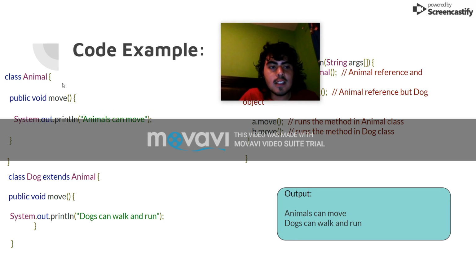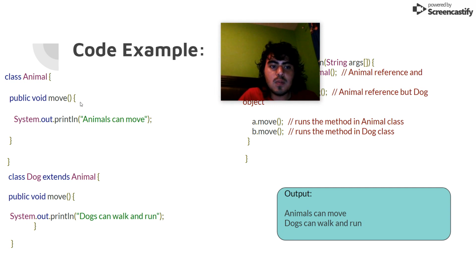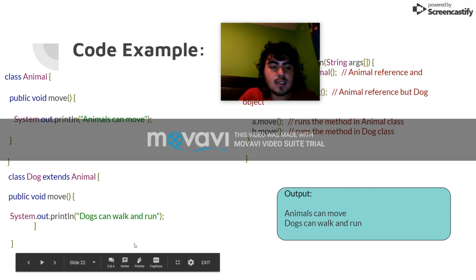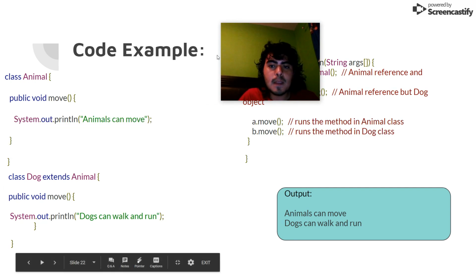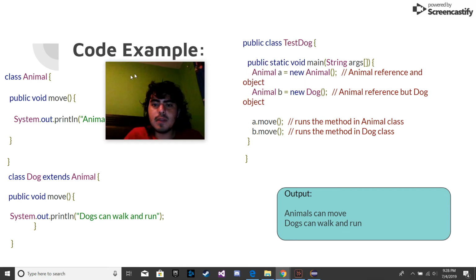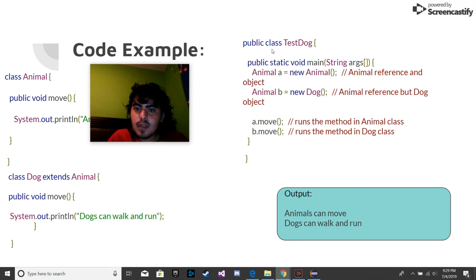So we have a class called Animal, public void move, and it's going to print out animals can move, right? Then we have another class, Dog, that's an extension of Animal. So here's the parent class that I was talking about, and this is the child class. As you can see, public void move, public void move, they are both called the same thing, and they both print out something. So how is this affected in the main method? Well, here we have our public class TestDog. This is just to test it.